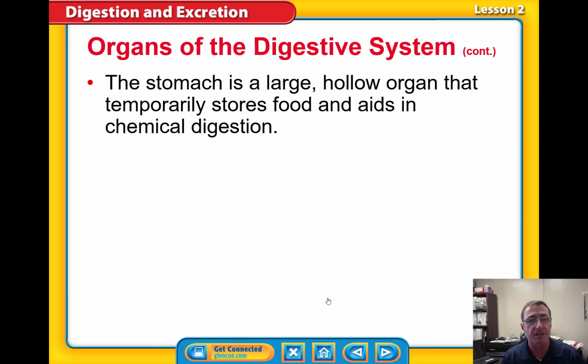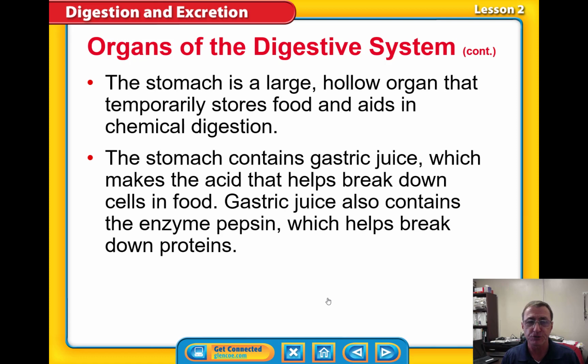Okay, so we're moving to the stomach, which is that large hollow organ that temporarily stores food and aids in chemical digestion. So by the time that food bolus hits your stomach, it's already softened up and kind of blobby, and then it's going to get more chemicals introduced in your stomach and kind of sit there for a while, and the digestion is going to continue there. It contains gastric juice, which sounds funny to me. Almost sounds like orange juice, apple juice, gastric juice. So be like, oh, let's drink that. Ugh, gross. But anyway, it makes that acid that helps break down cells and food.